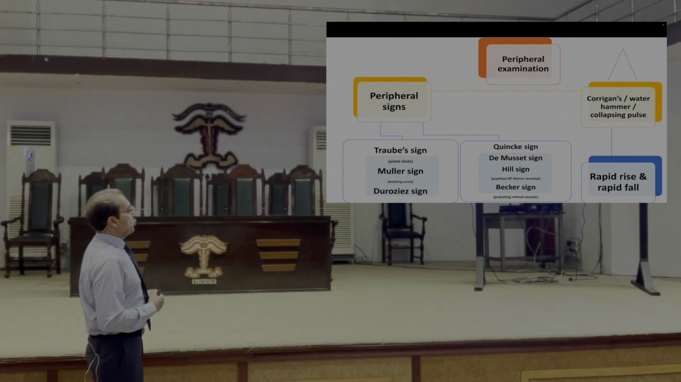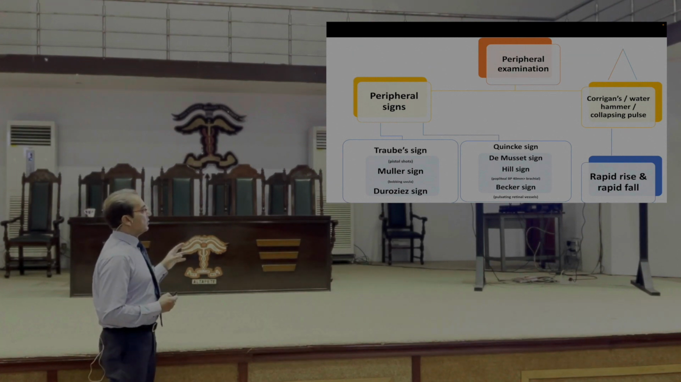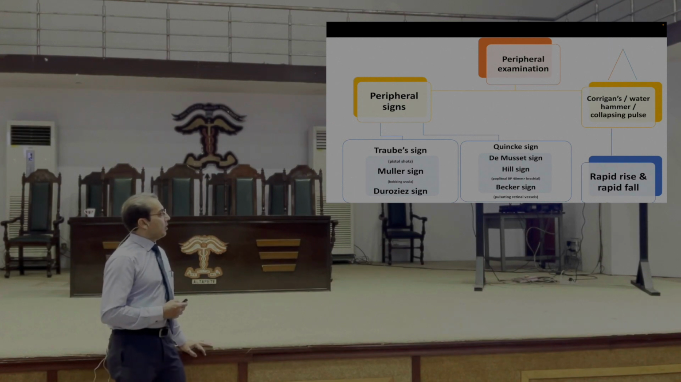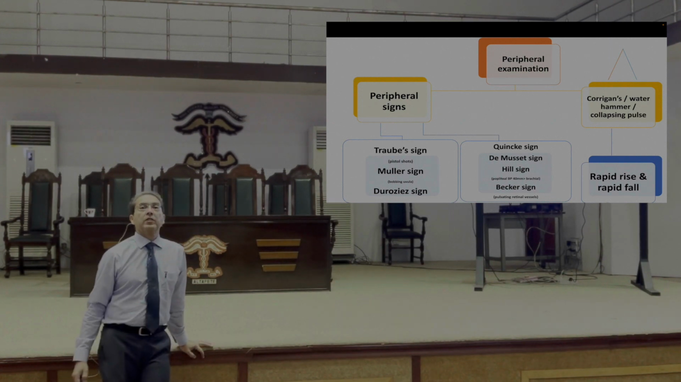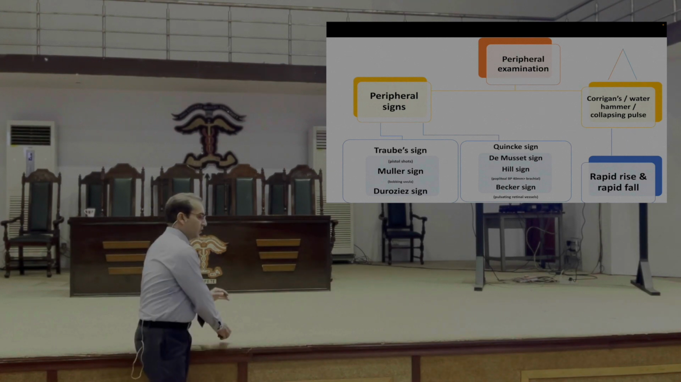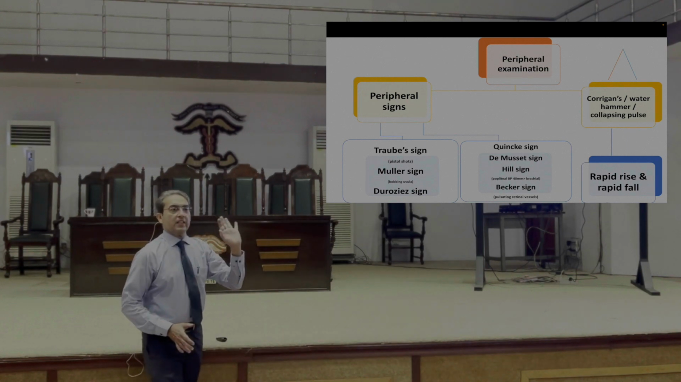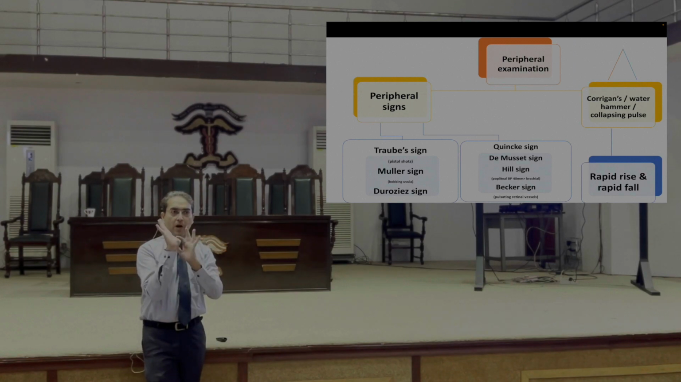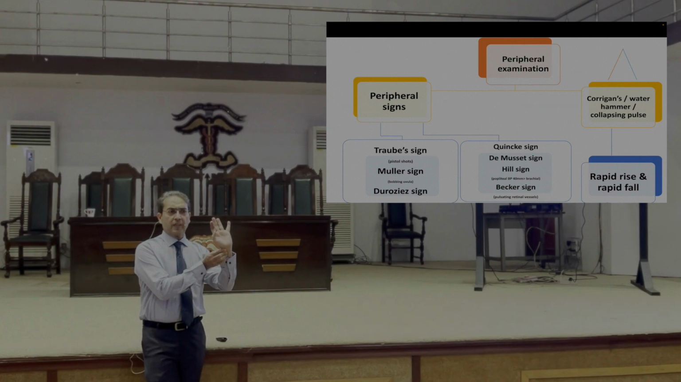The examination is very important. The most important is Corrigan pulse, which is also called water hammer pulse and collapsing pulse. So what you do is you hold the wrist of the patient in your palm, not like this. This is difficult to perceive. You hold it like this.